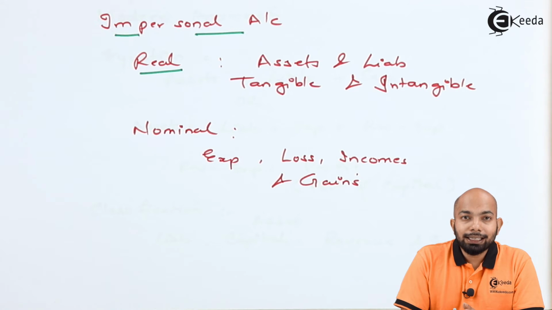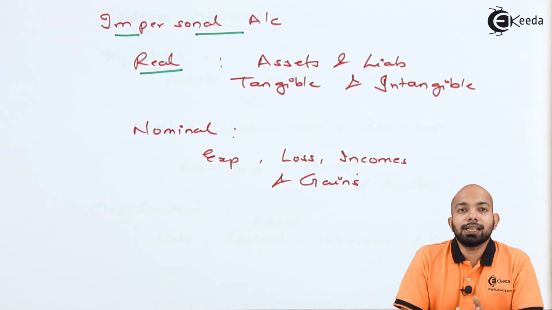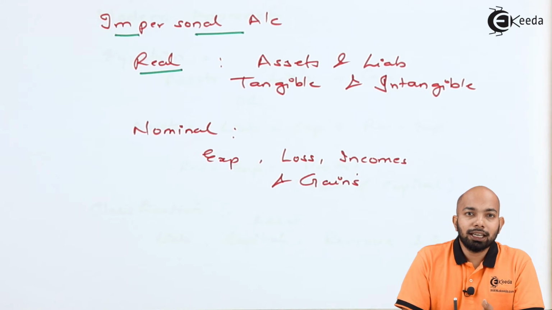Nominal accounts are basically related to expenses, losses, incomes and gains. Any transaction which shows this characteristic, that means any expense transaction, any loss transaction, any income or gain transaction, will be a part of a nominal account.